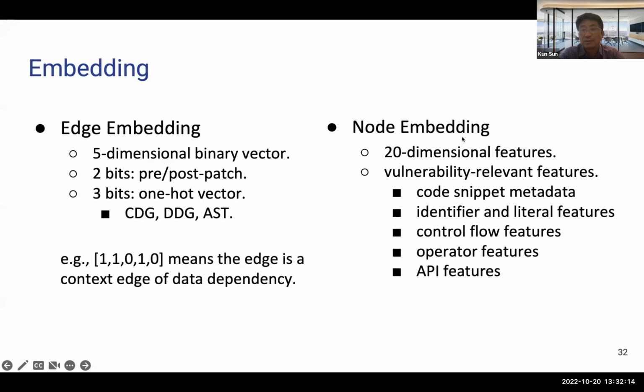And for node embedding, we define these 20-dimensional features. Those features are vulnerability-relevant features, including code snippet metadata, control flow features, operator features, or API features, including different categories.